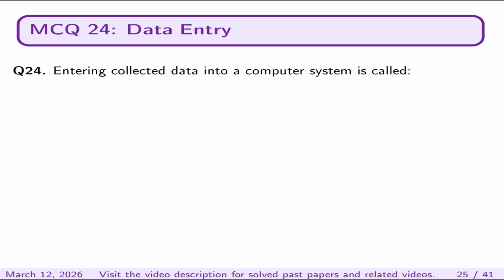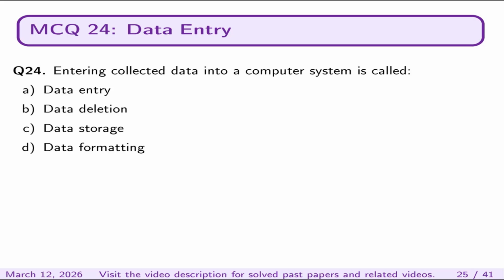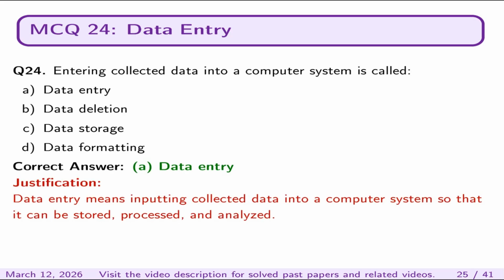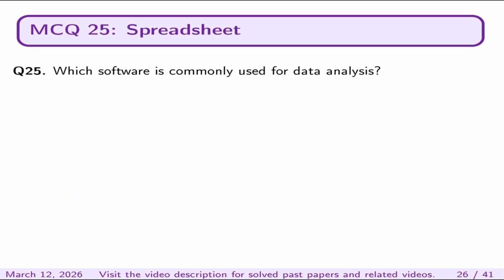Question number 24. Entering collected data into a computer system is called data entry, data deletion, data storage, data formatting. The correct option is data entry. Data entry means inputting or collecting data into a computer system so that it can be stored, processed, and analyzed.